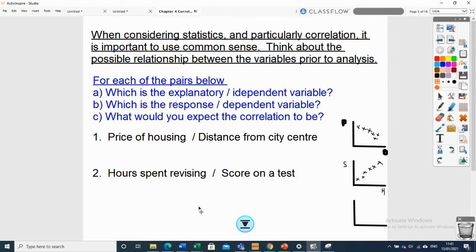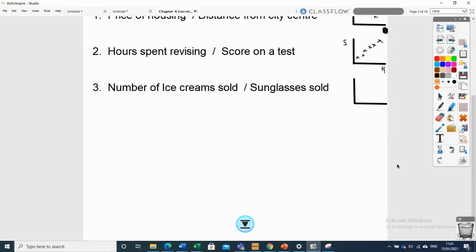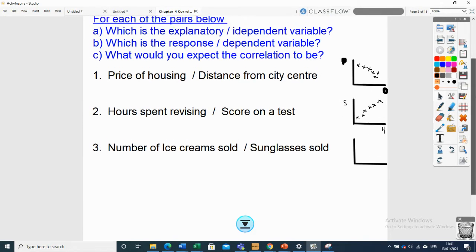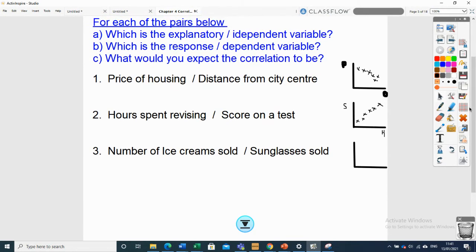Right, those two are fairly straightforward examples. Have a think about this one here. The number of ice creams sold at the beach and the number of sunglasses sold. Which is the independent? Which is the dependent? What would you expect the correlation to be? Okay, this one is a lot less obvious.